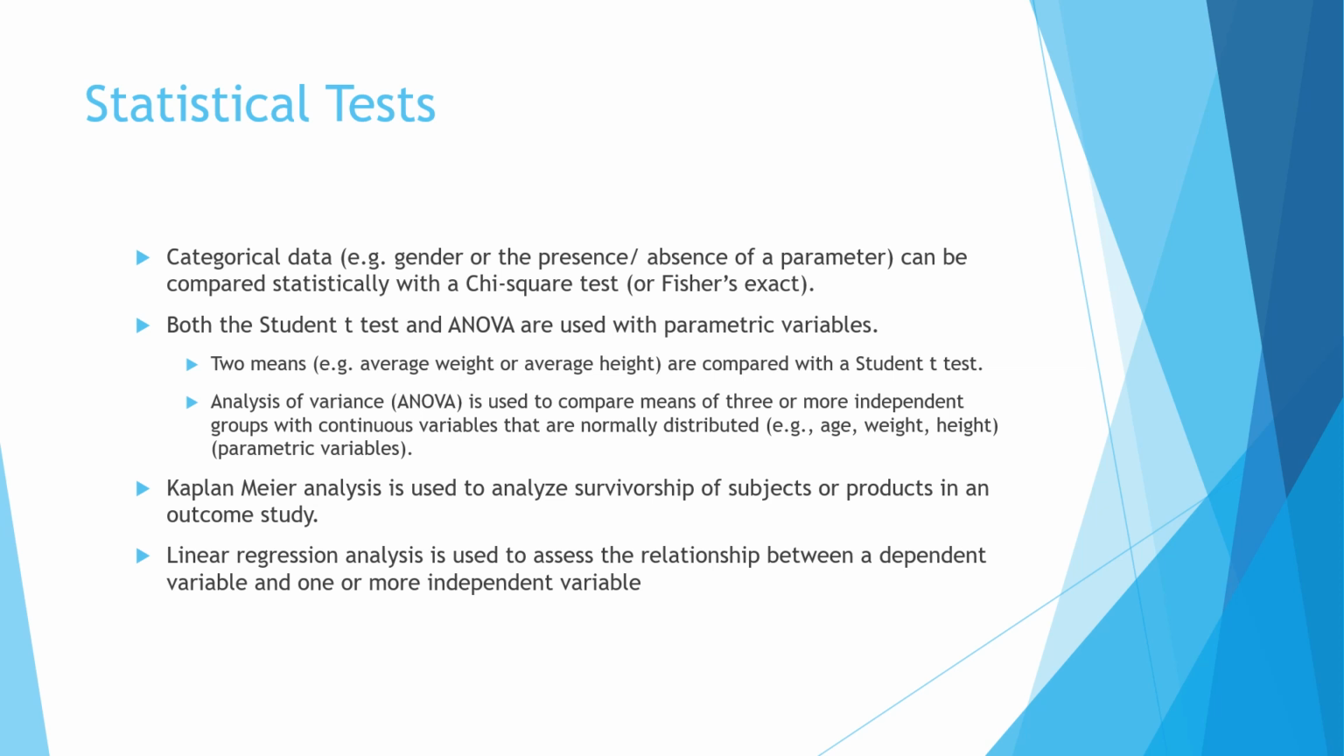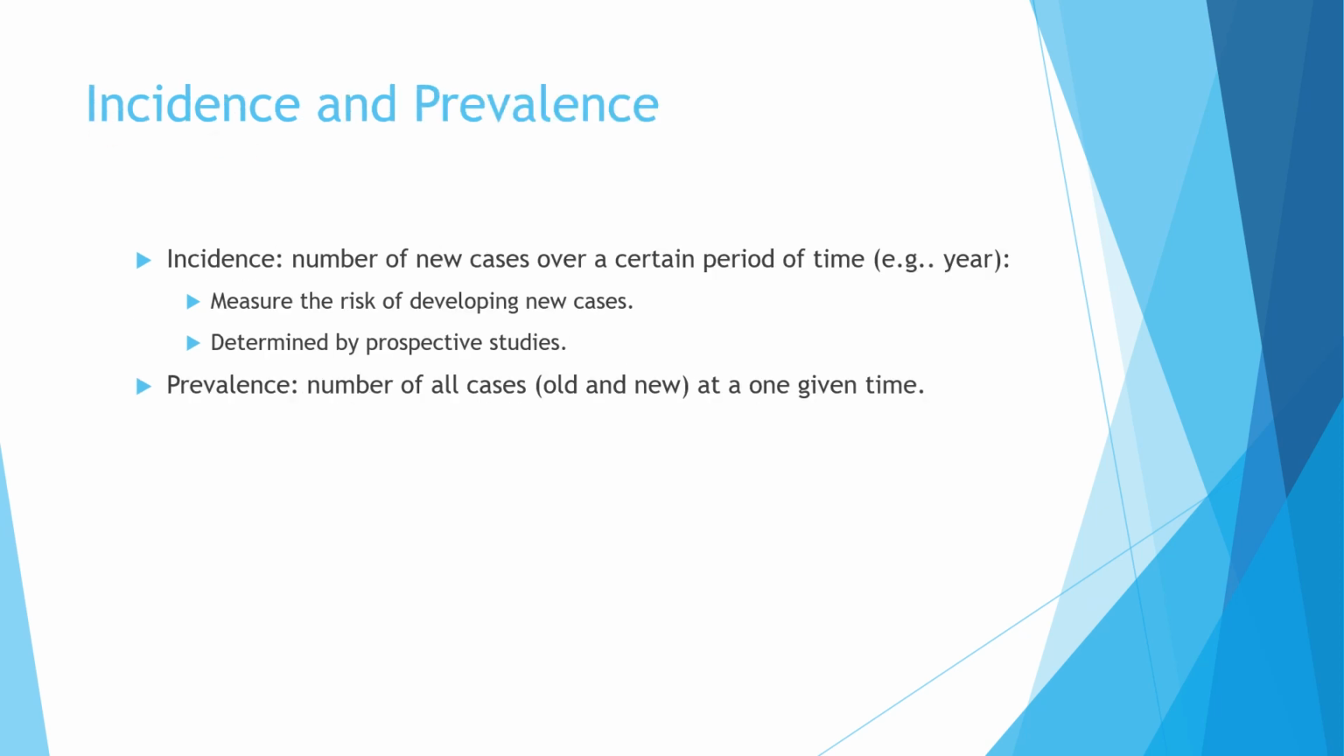So you want to see the relation between some sort of thing that you study, for example, a bad outcome, and then you want to see what reasons can be associated with this bad outcome. So you use linear regression analysis. Let's talk about the difference between incidence and prevalence.